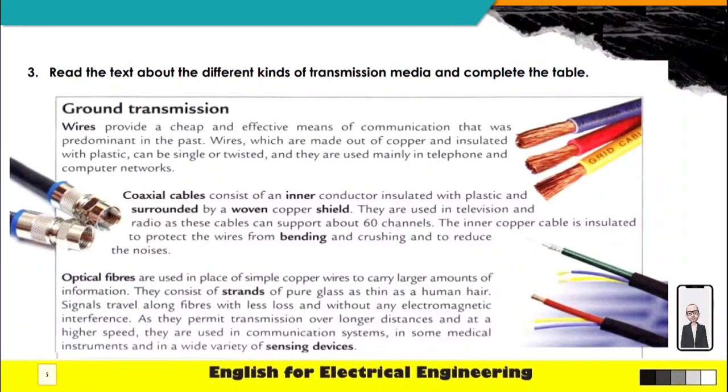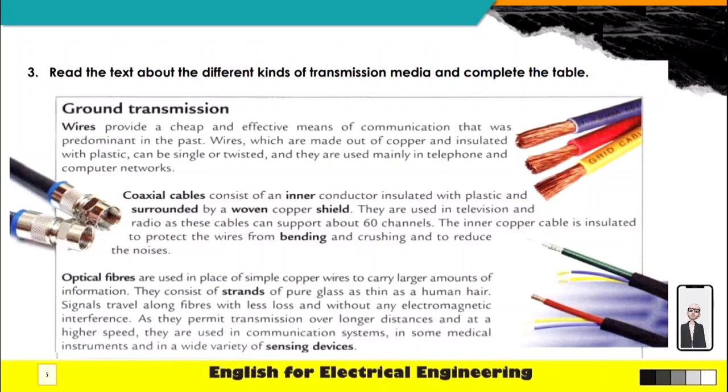Right. Second text right here for us. Read the text about the different kinds of transmission media and complete the table. We are starting off with ground transmission. So, wires provide a cheap and effective means of communication that was predominant in the past. Wires which are made of copper and insulated with plastic can be single or twisted, and they are used mainly in telephone and computer networks.